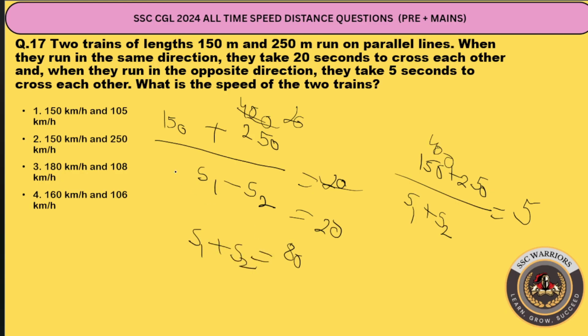80. So what is it asking? What is the speed of both the trains? So it will be 150 and 50. Yes, which will be 5 by 18 meter per second multiplied by 10. Yeah, that is 180.